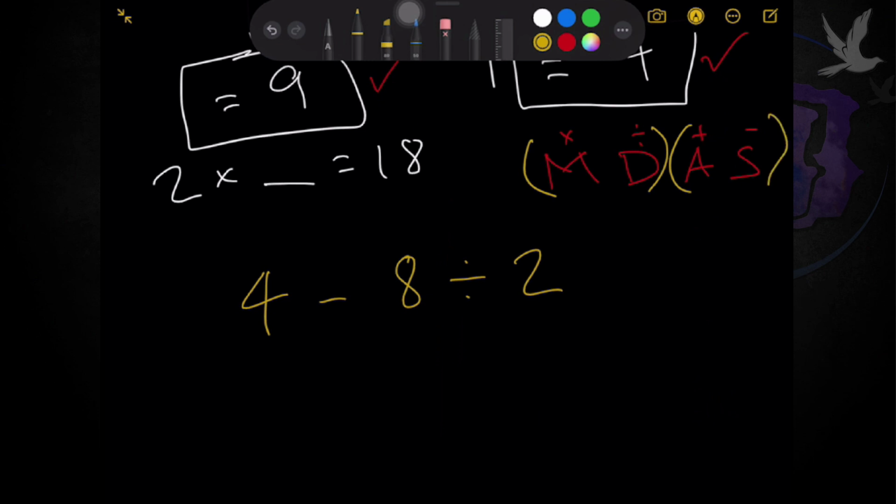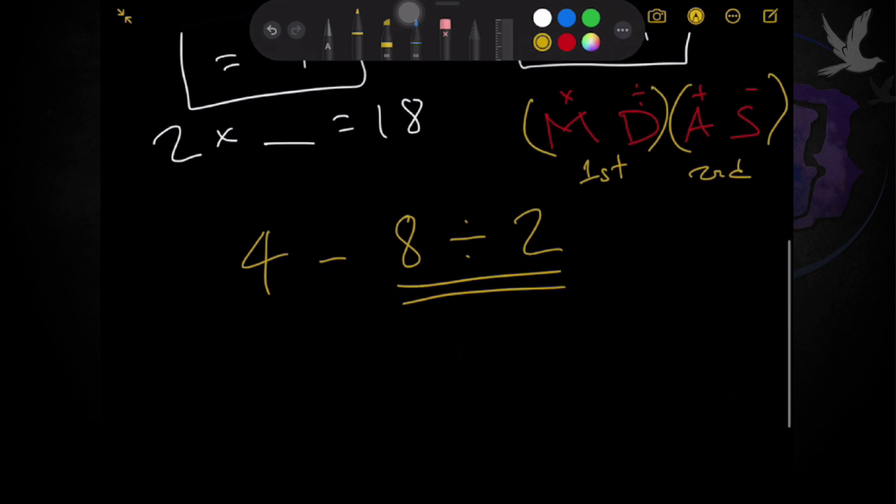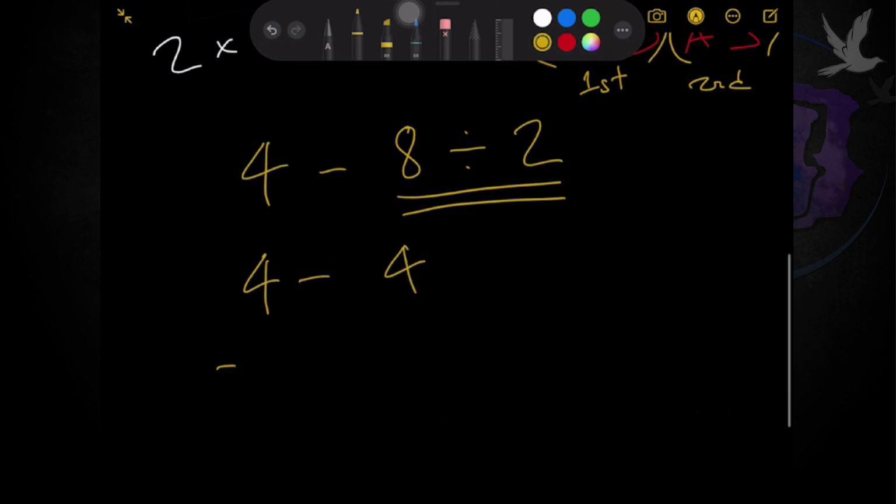Okay. So 4 minus 8 divided by 2. Obviously, you have to deal with the multiplication or division, which is this one. Not dealing with the subtraction part because it comes second. Since we only have division, you have to deal with division first. Rewriting 4 minus, and 8 divided by 2 is equivalent to 4. 4 minus 4 will give us 0.